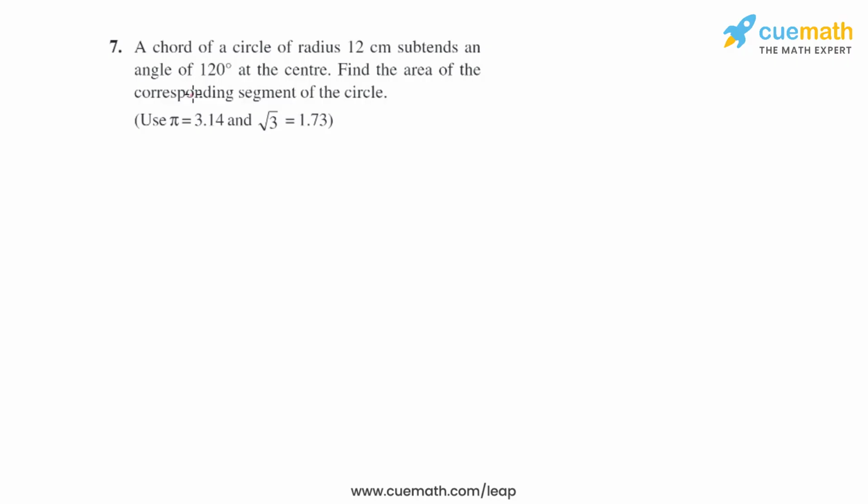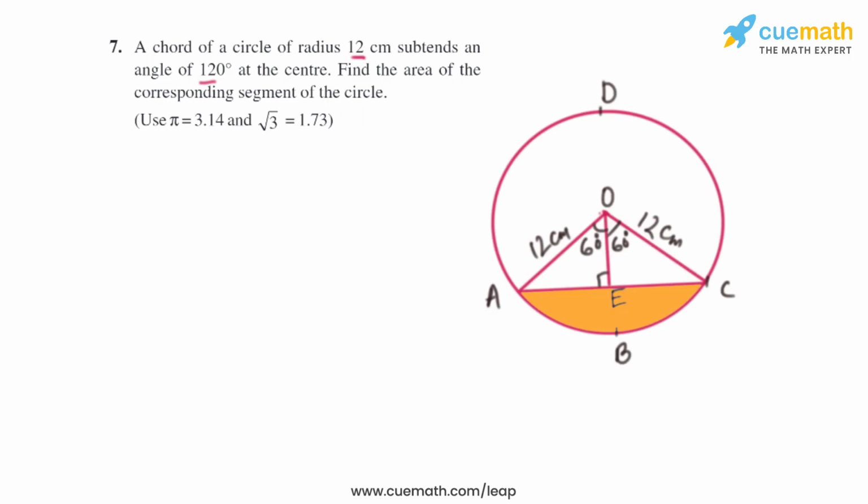Question 7 of this exercise says a chord of a circle of radius 12 cm subtends an angle of 120 degree at the center. Find the area of the corresponding segment of the circle. So basically we have to find the area of the segment that is in yellow. To find that, we will find the area of the sector OABC and the area of triangle OAC, and then we will subtract them.